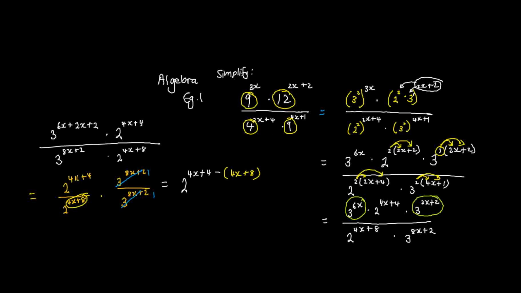And now the number that's in front of the brackets, that's negative 1, so I need to distribute the negative 1 inside the bracket. So what do I have? I have 4 plus 4 minus 4x minus 8, and 4x minus 4x is 0, so they basically cancel each other off. I'm left with 4 minus 8, which is 2 raised to the power of negative 4.